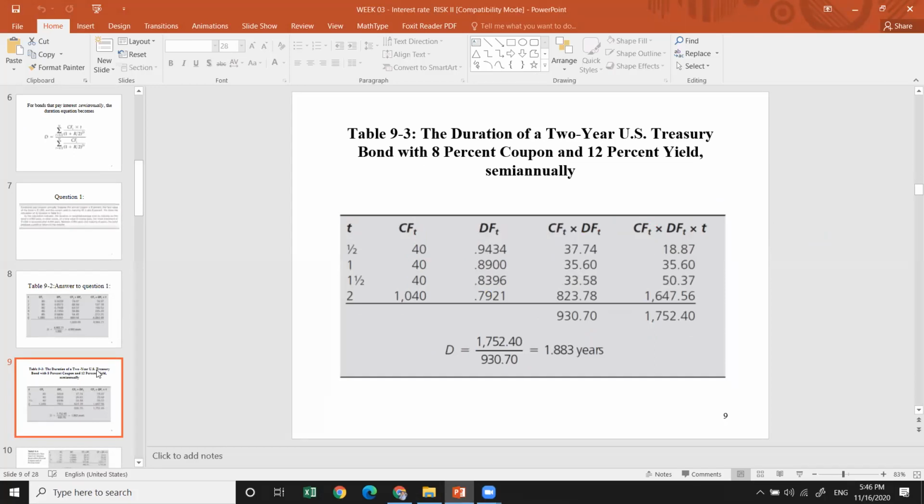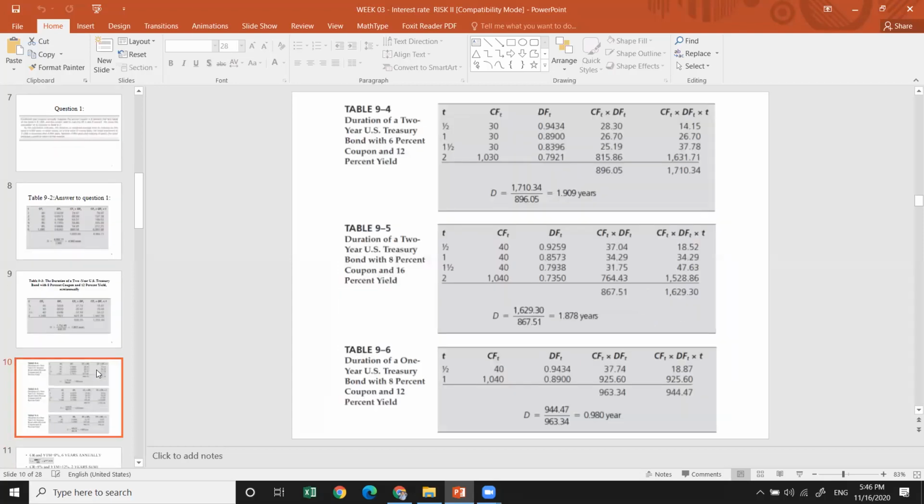This is the duration of a 2-year treasury bond with 8% coupon and 12% YTM, semi-annually. Now how to convert into semi-annual? Same way of calculation. And the duration of a 2-year treasury bond with a 6% coupon rate and 12% YTM, and a 2-year treasury bond with 8% coupon and 16% and 12%. So how does the duration change when changing the YTM, and if the number of years changes, how will the duration change? You just try to get the information from it.